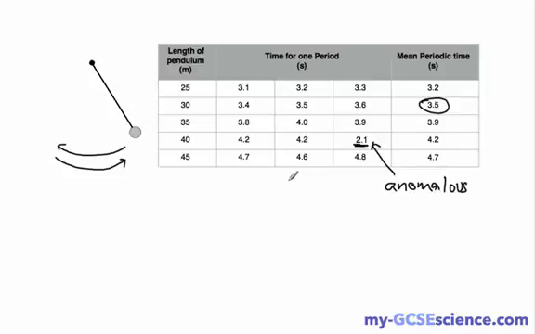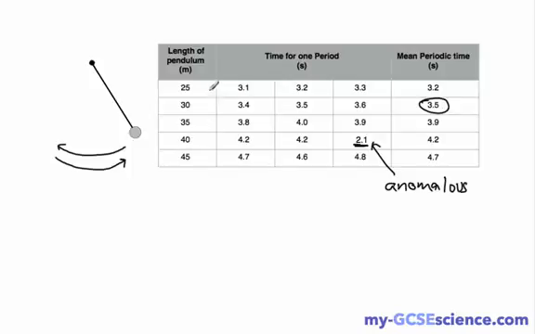Another type of question might be, what's the likely error that the students made in this measurement here? Well, if you look, the time for one period is 4.2. This reading they've taken is 2.1. So what they might have done is actually just measured half a period. In other words, the time taken to go from one end to the other. So that's a possible error that could have been made there.